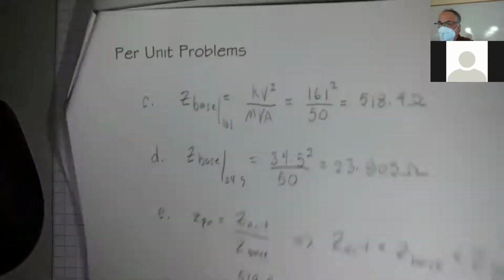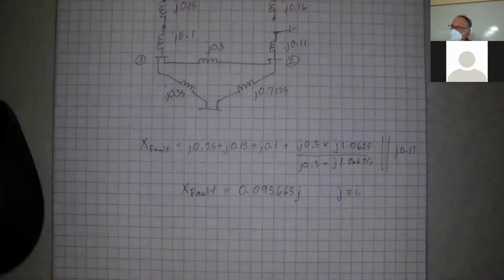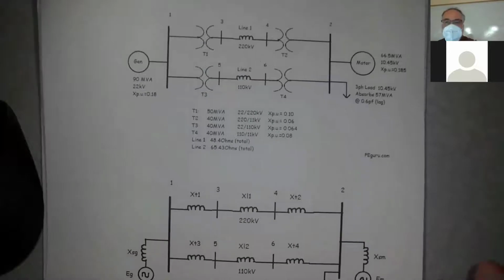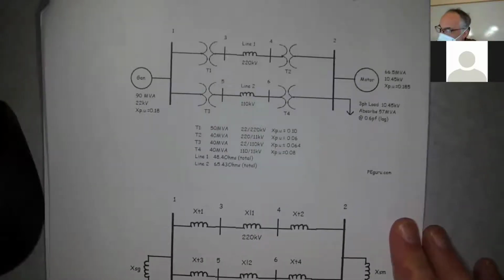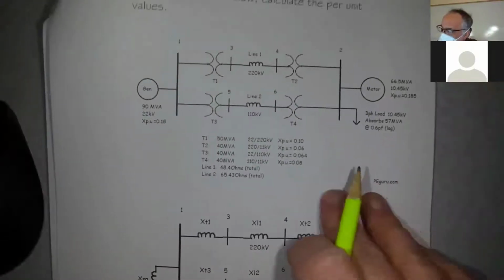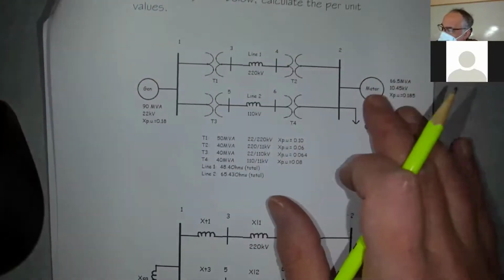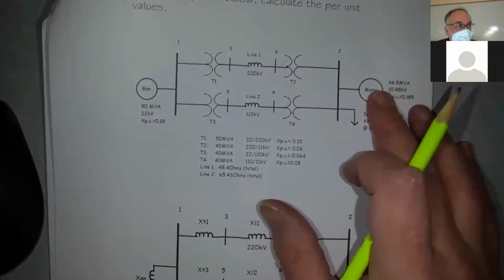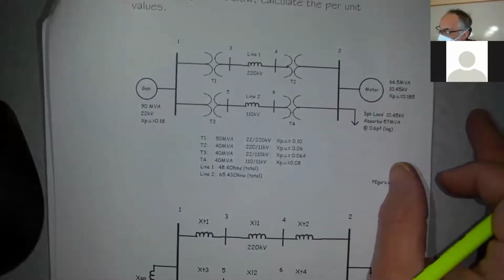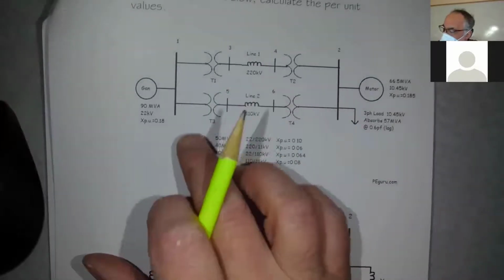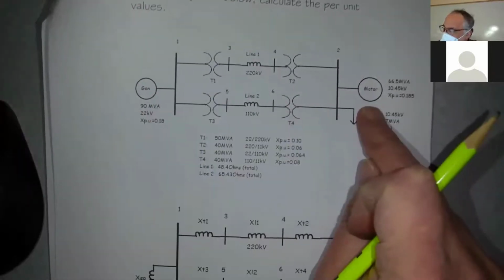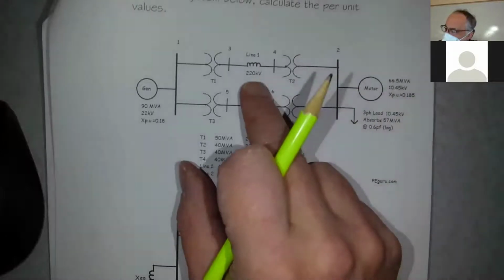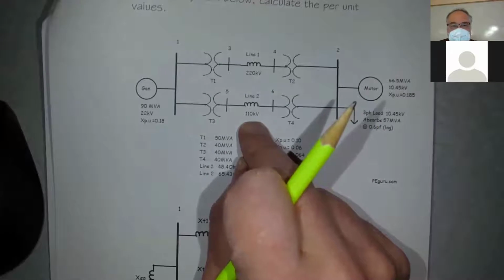Okay, next we're going to look at an entire system. Okay, so here's an entire system. So we've got a big generator over here, and then let's say we have a sawmill over here that has a lot of motor loads. We've got 2 transmission lines going between the generator and the motor or the load. One's at 220 kV, the other one's 110 kV.